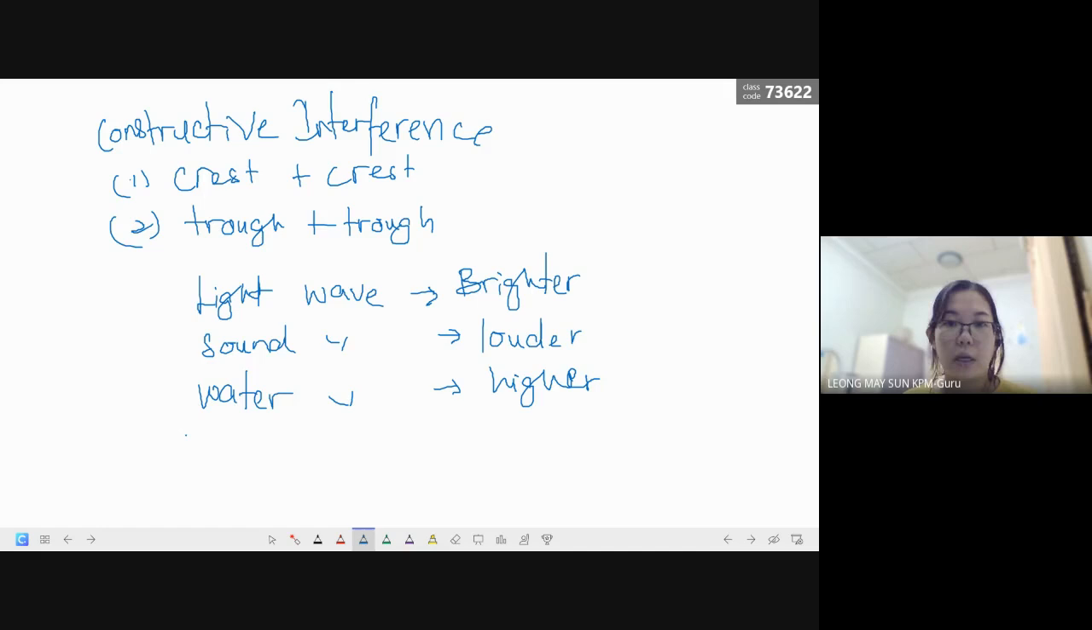If we are talking about destructive interference, either screenshot or write this down as quickly as possible. I'm going to erase everything off right now.